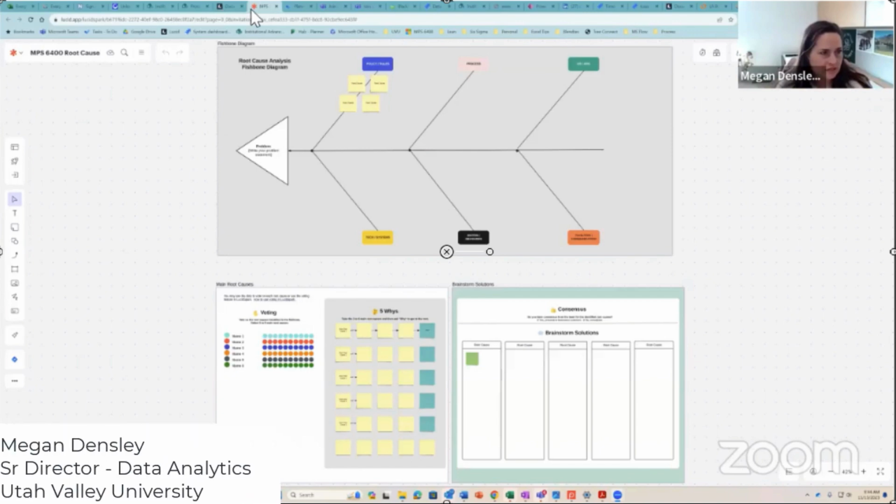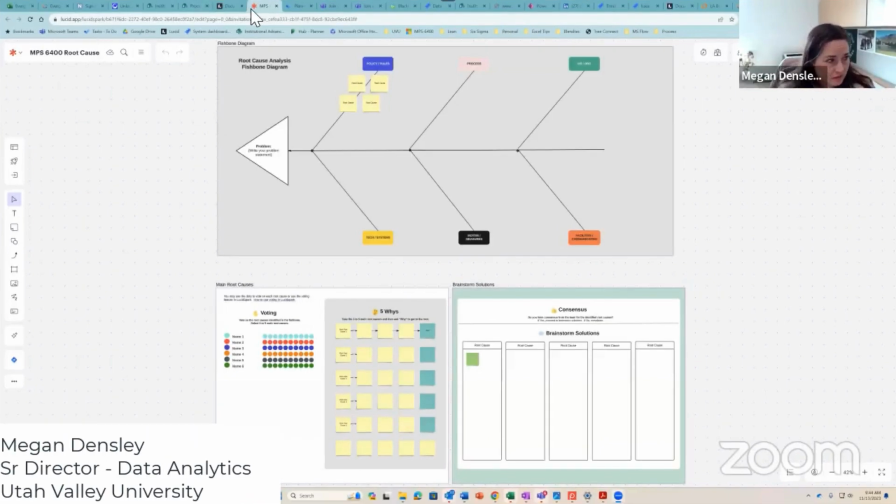So for our class, I created a template for a fishbone root cause analysis. This is something they needed to do as part of their project work, and then doing voting and the 5 whys, and then we had them brainstorm solutions.